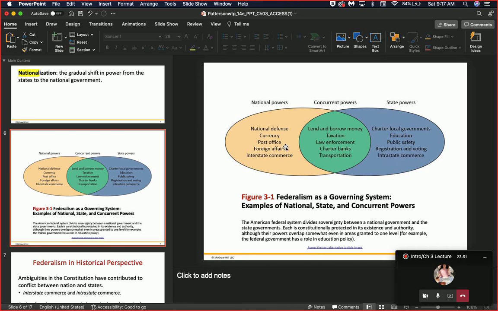The way you can remember this is that foreign affairs fall under national power. So the national government has the power to borrow money from foreign entities, whereas the state government only has the power to borrow from the national government.